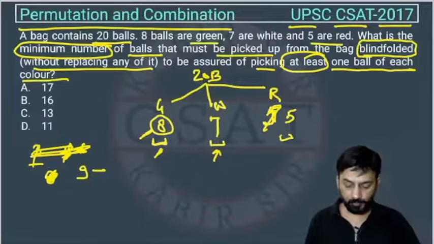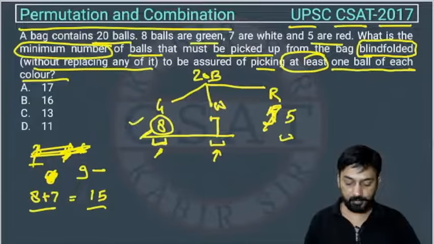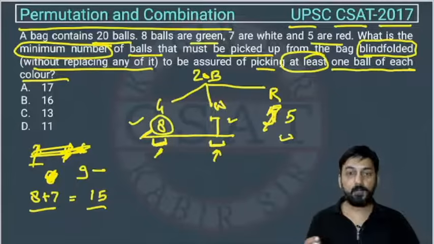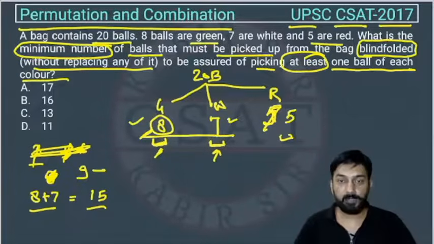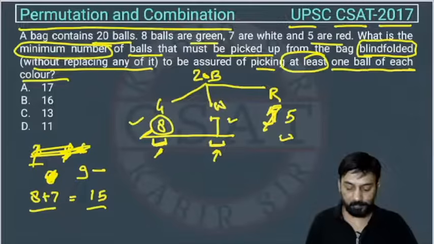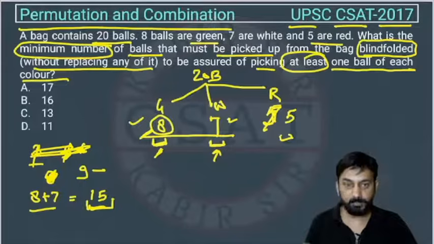Similarly, now we will pick 8 plus 7. If we are picking 8 plus 7 balls, this will be 15. We take this as the first maximum and this as the second maximum number, right? So if we are picking 15 balls, there is a possibility that 8 are picked from this side and 7 from this side, right? Because here we have to be assured, we cannot leave one possibility. We have to make sure that one ball of each color we are getting, right? So with 15 balls also there is no guarantee, because it is possible we pick 8 from this and 7 from white, right?